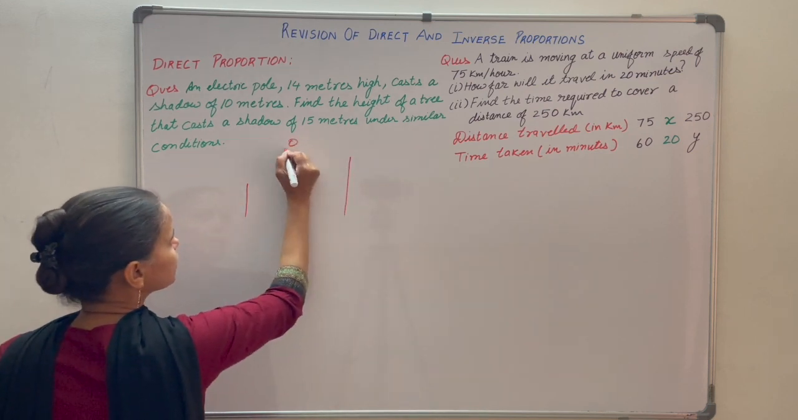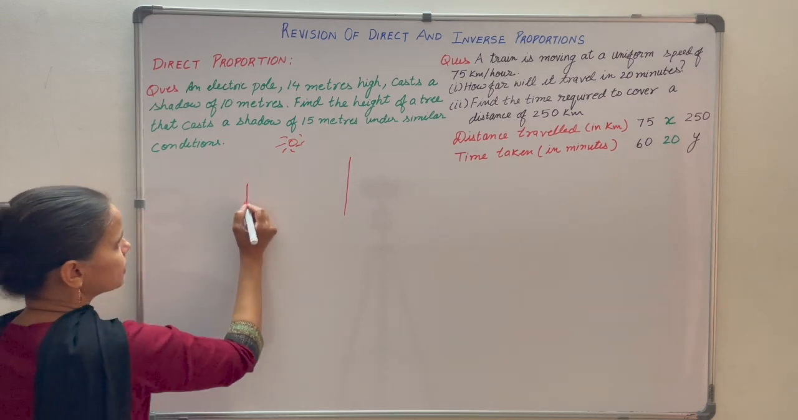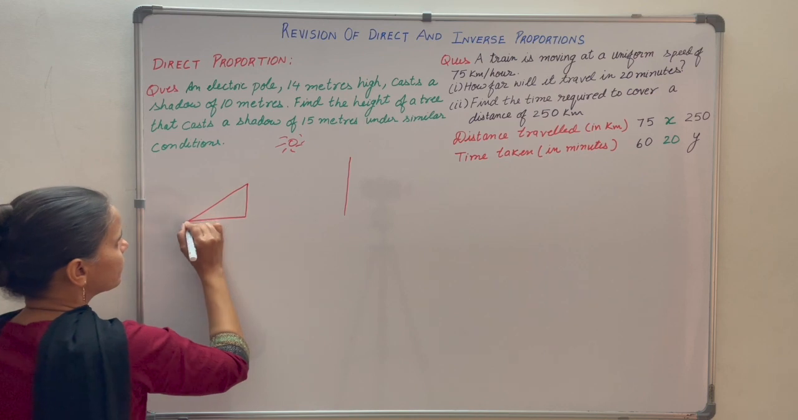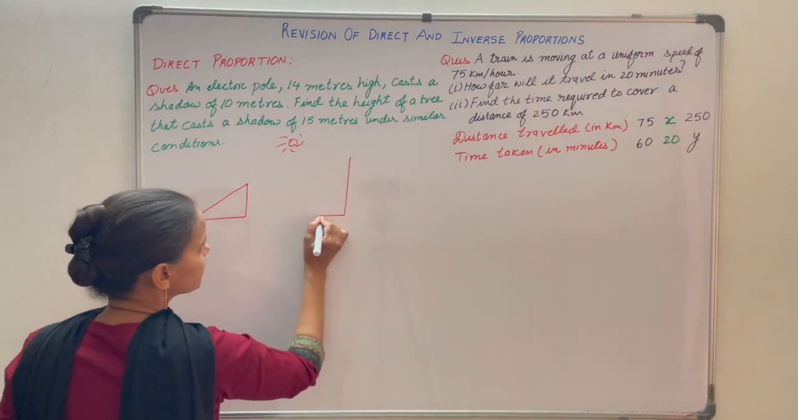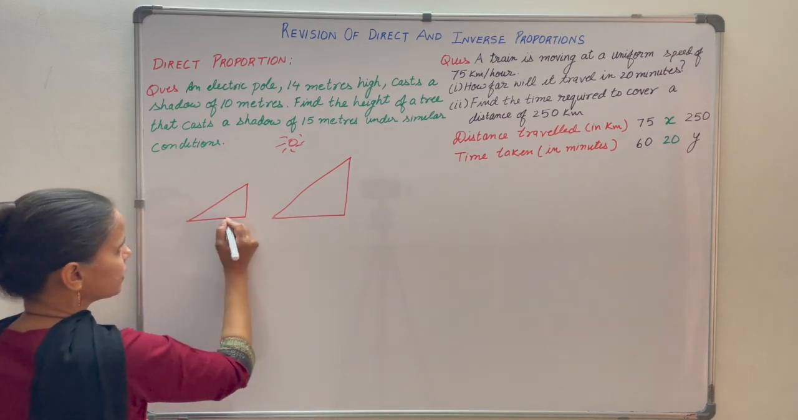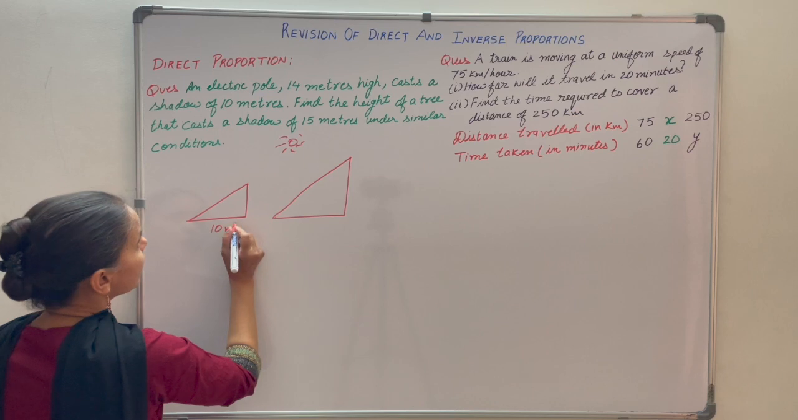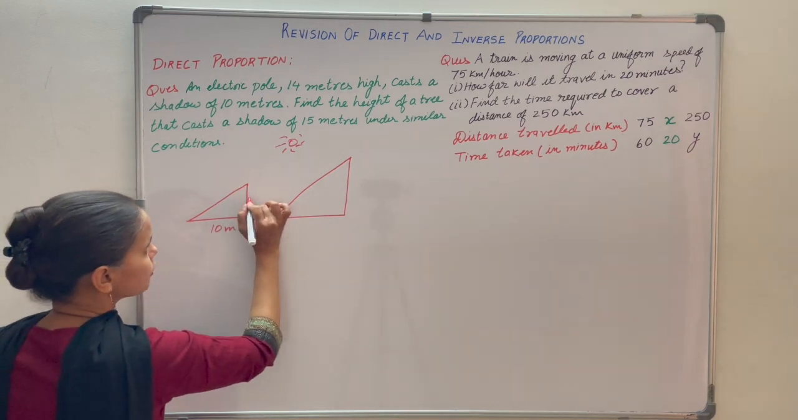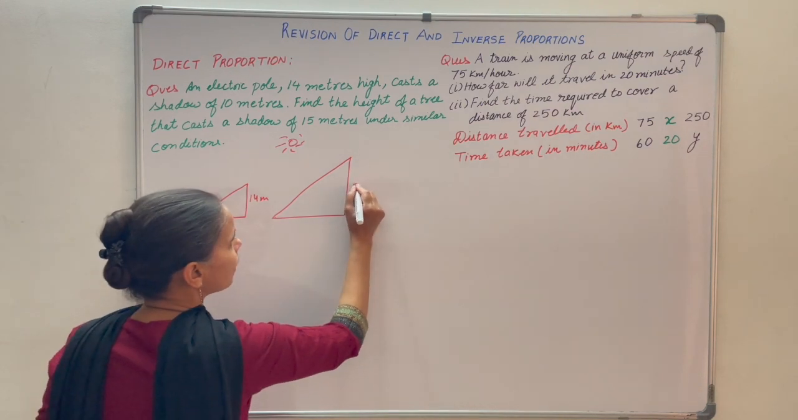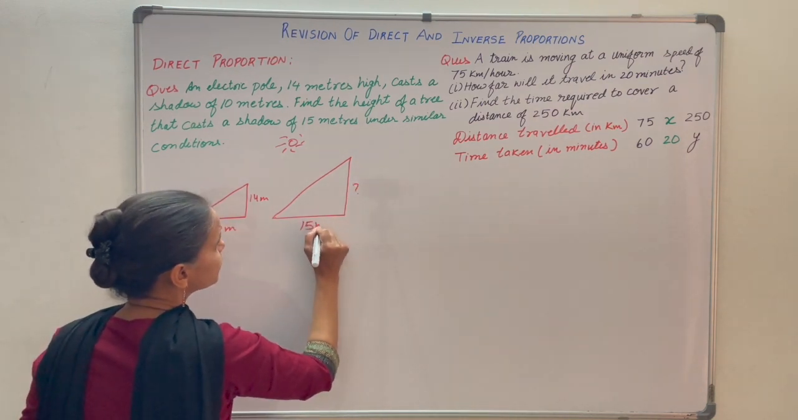Under similar conditions, suppose the sun is here, they cast a shadow. So this is the electric pole, it is casting a shadow. And this is the tree, it is casting a shadow. So here the shadow length is given to us as 10 meters and the height of the electric pole is given to us as 14 meters. You need to find out the height of the tree when the shadow which it casts is 15 meters.